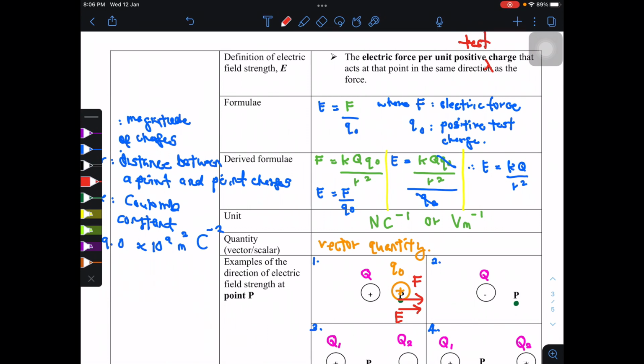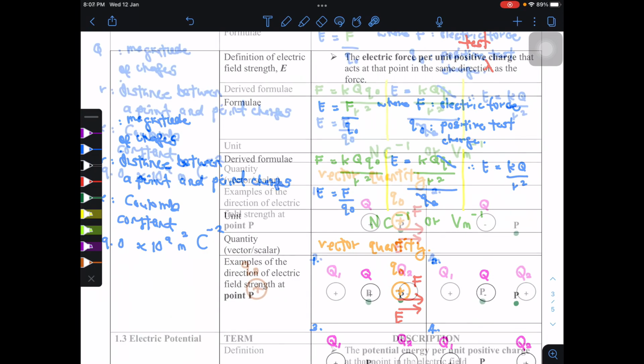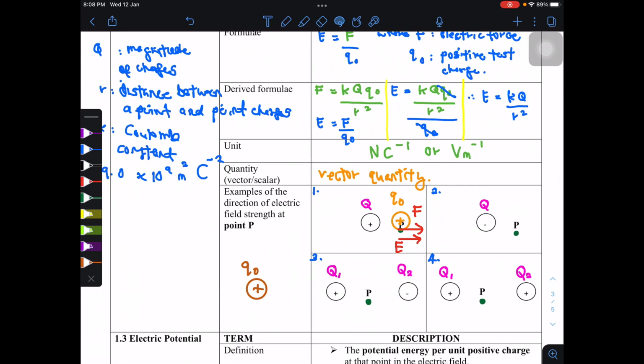So at the point where you locate the test charge, you can determine the direction of the electric force and also the direction of the electric field strength. Here you are going to get that the direction of the electric force and the direction of the electric field strength are in the same direction. Next, I'm going to discuss with you the example of number 2.